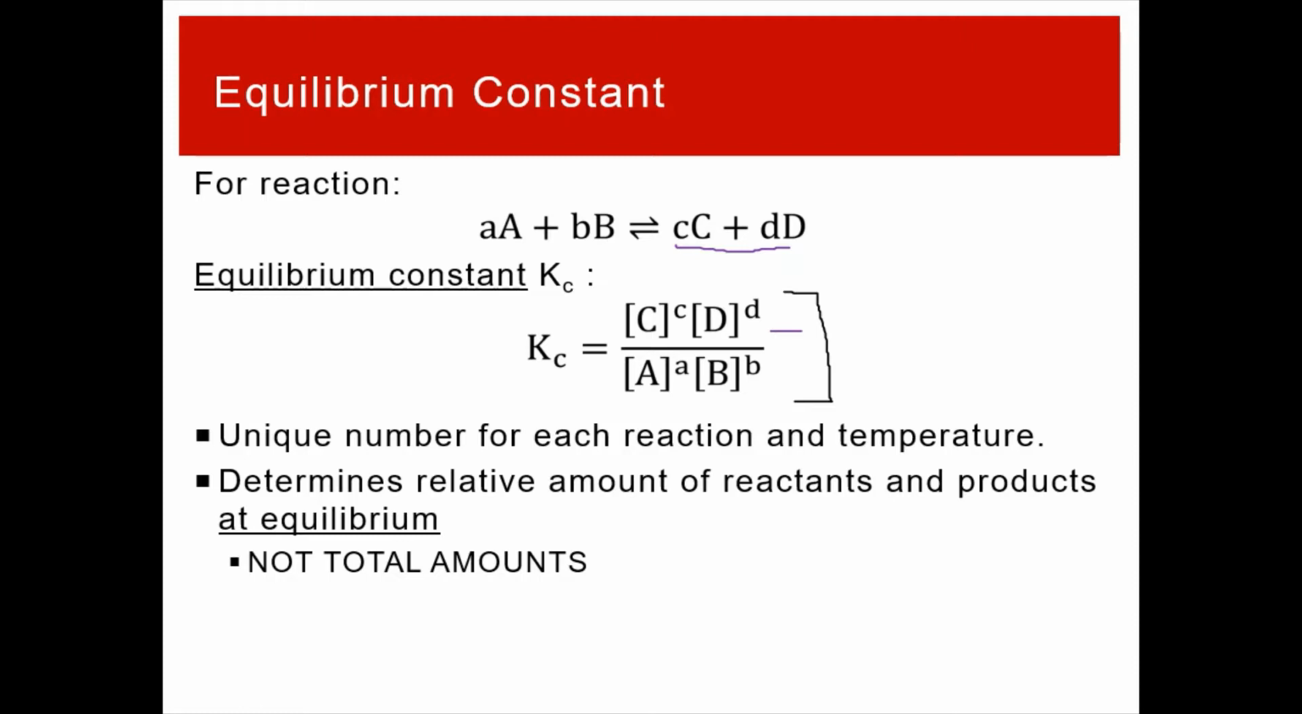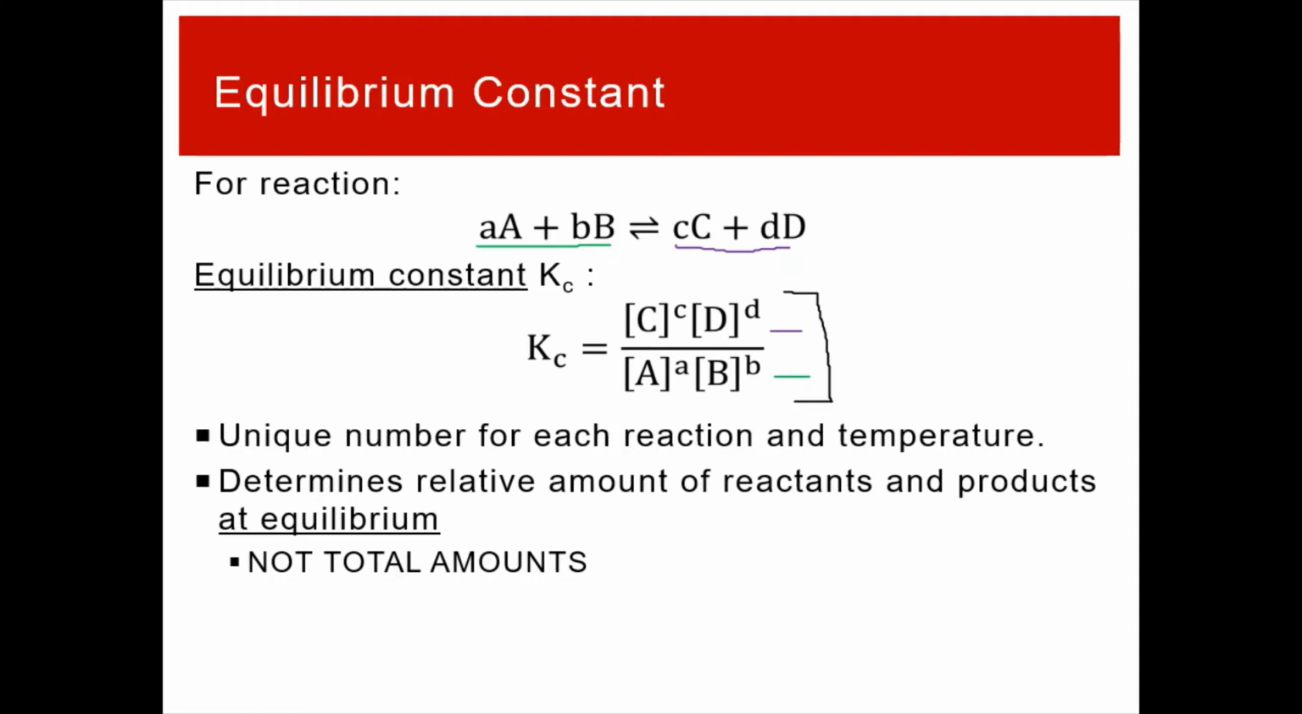It's not like rate orders, where we couldn't use the coefficients. We want to use those coefficients. On the bottom are then going to be my reactants, again, concentration in molarity raised to an exponent equal to the coefficient in the balanced chemical equation. And so the equilibrium constant is a number for each reaction and temperature. If you change the temperature for a reaction, the equilibrium constant does change.